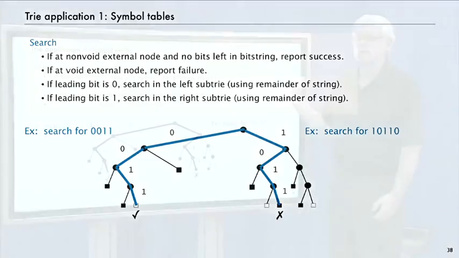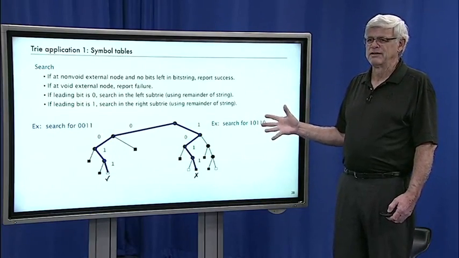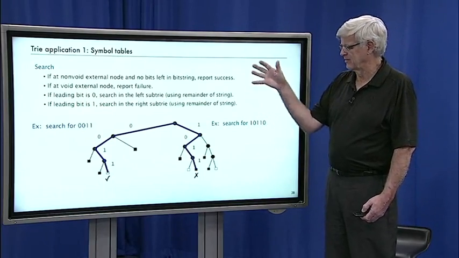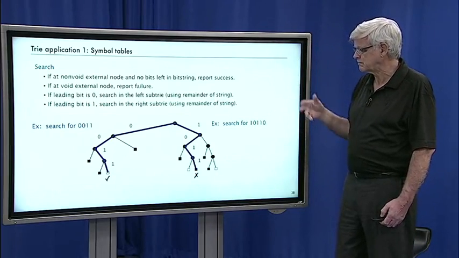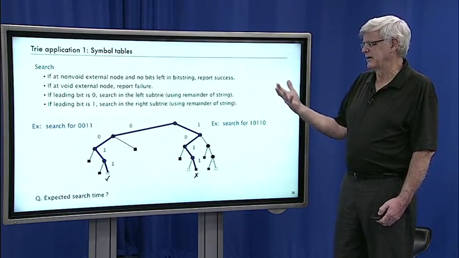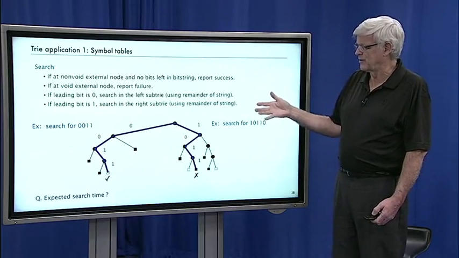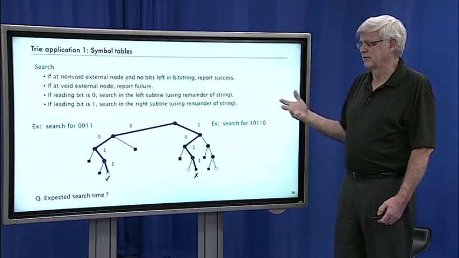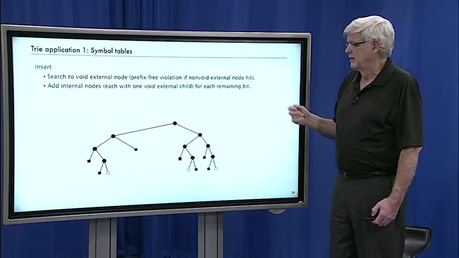It's a very natural search algorithm, to have the trie represent a set of bit strings. Of course, everything can be represented as a bit string, so this is a natural algorithm for anything represented in a computer. Of course, for an algorithm like this, we're going to want to know the expected search time under a reasonable model of randomness. That's the type of thing that we want to analyze.